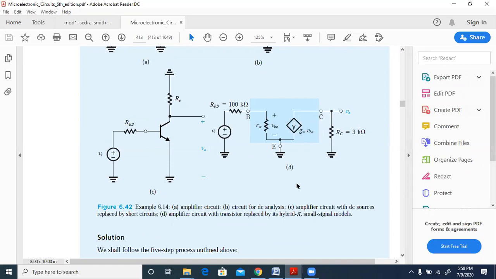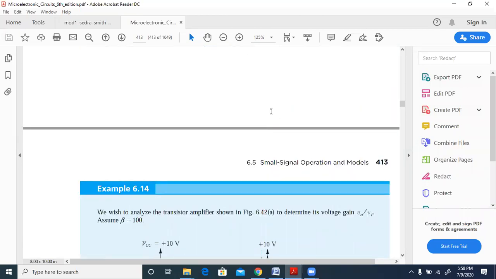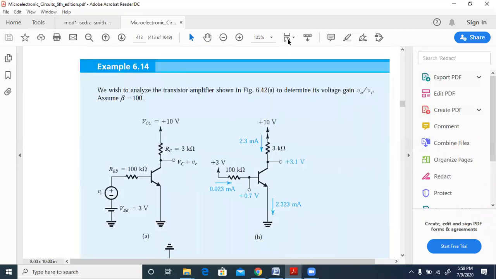Thus we can find the value of AV. So is it clear? We'll go for the next problem if it is clear. If you have any doubts, you can ask about the whole of the problem. Anybody has any doubts in this numerical? We'll go for the next numerical, and that is an unsolved problem from the book.